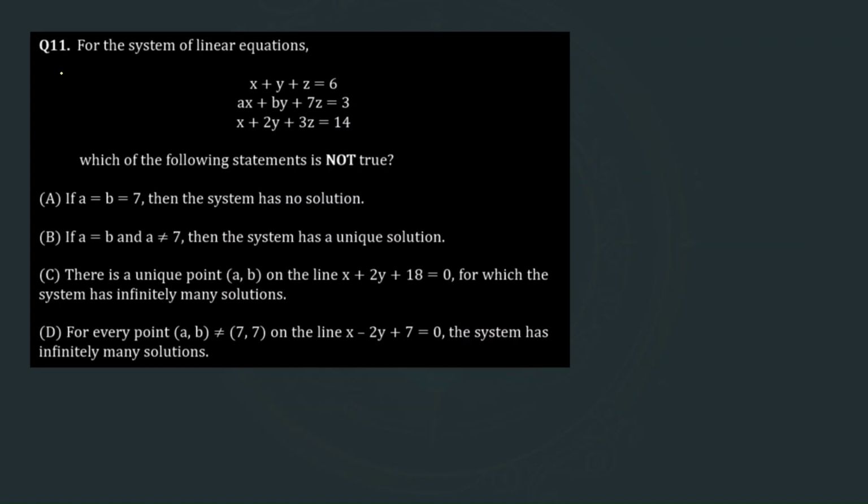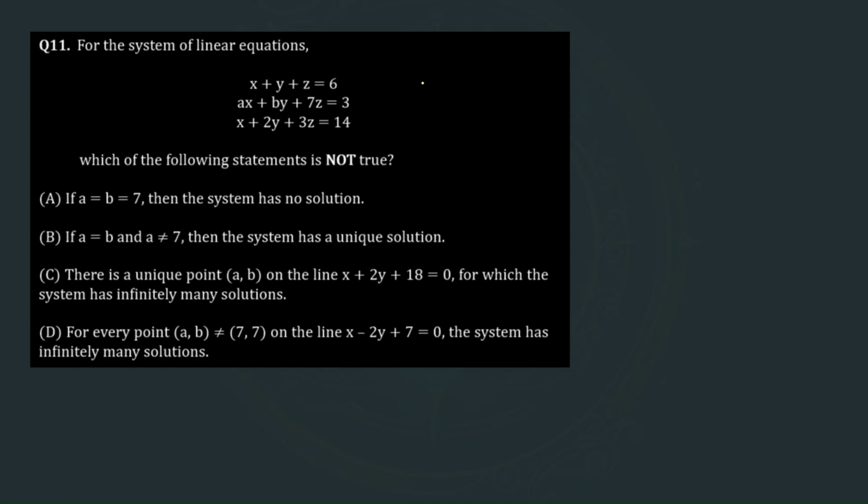The next question, question number 11, is from system of linear equations. Okay. So for the system of linear equations, which of the following statements is not true? Okay. So we are given four statements in four options. We are to check whether this A option is correct or incorrect and so on. We have to tell which of the following statements is incorrect.